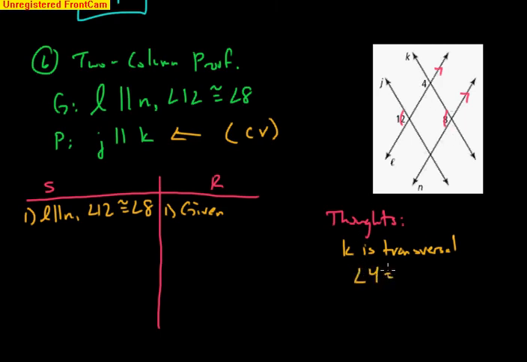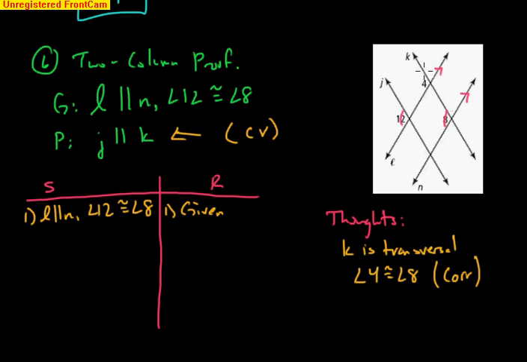Now, notice how I'll do it. We'll put angle 4 is congruent to angle 8, and this is because they're corresponding. And now, look at your given. 12 is congruent to 8, and 4 is congruent to 8. So 12 and 4 are also going to be congruent.